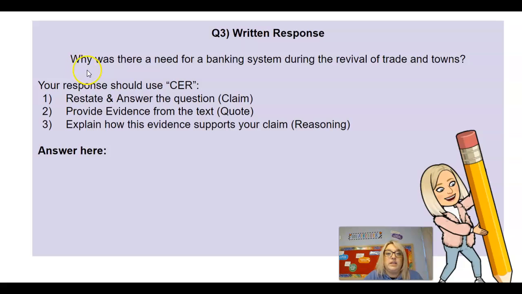So our question that we need to answer first before we move on is: why was there a need for a banking system during the revival of trade and towns? Why was there a need for a banking system? Your response again should restate and answer the question, provide evidence from the text, which would be a quote, and explain how this evidence supports your claim, or your reasoning. Okay, so go ahead and pause, and I want you to answer this question, and we'll come back and break it down. But please pause and answer the question on your own.